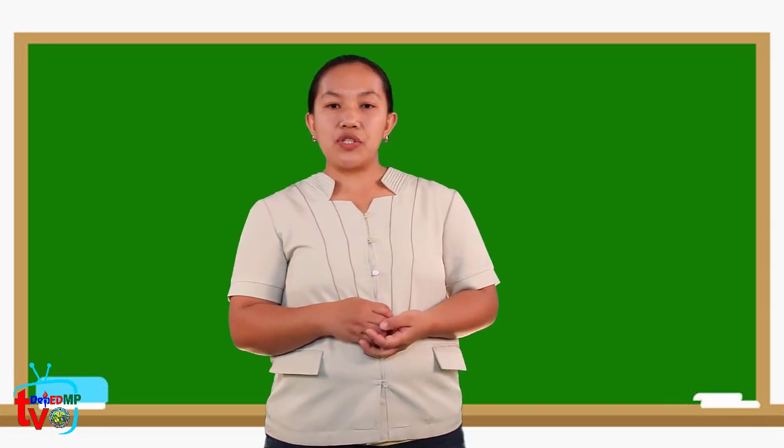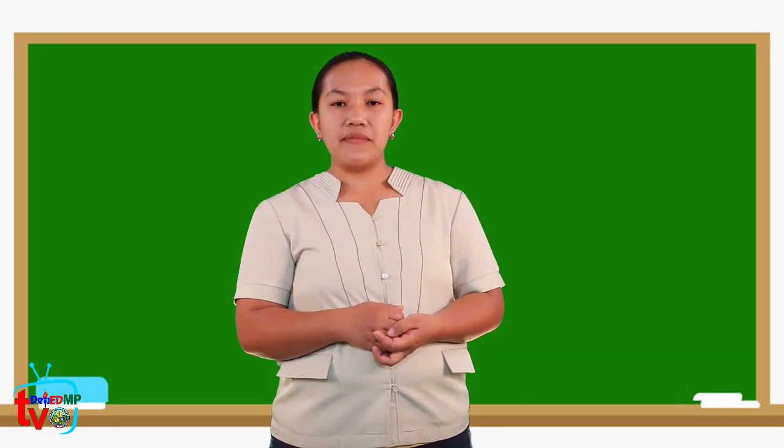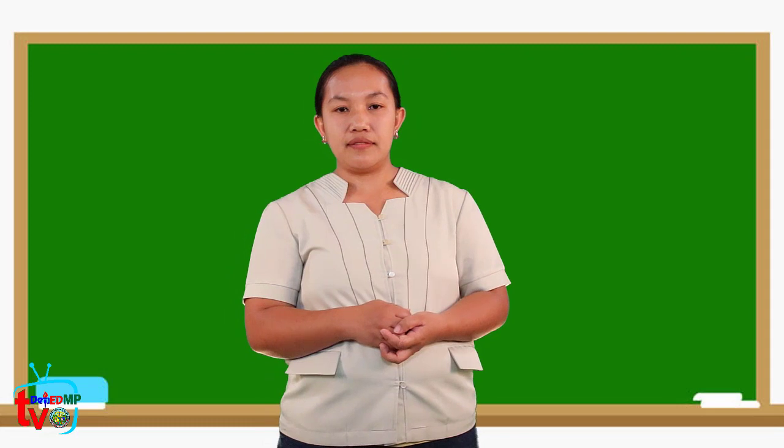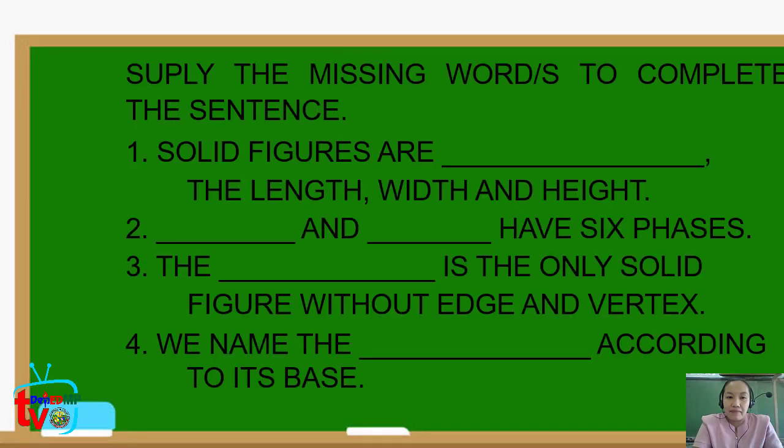Let's now check what you have learned based from the lesson presented. Next activity here is you are going to supply the missing words to complete the sentence. Number 1, solid figures are blank. The length, width, and height.